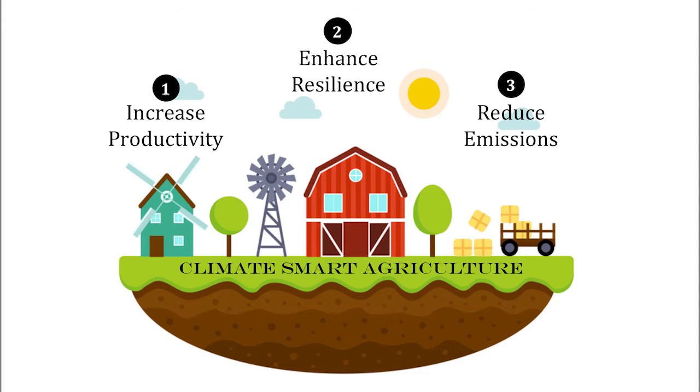There's a number of goals in climate smart agriculture. You'll see them listed here. One is to increase productivity. Another is to enhance resilience. And another is to reduce emissions.